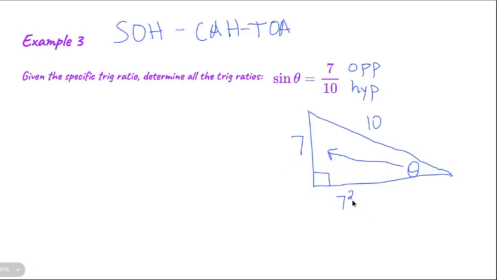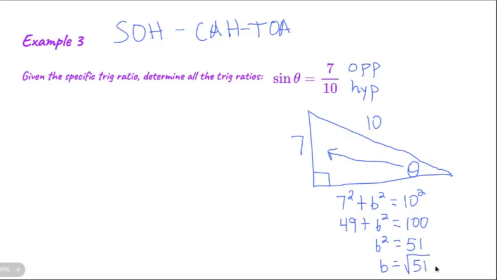So that would be 7 squared plus b squared equals 10 squared. We get 49 plus b squared equals 100. We're going to subtract 49, but in the interest of space, I'm not going to write it out. 51, and then square root it. 51 does not simplify, it does not have a perfect square factor, so it's just square root of 51.